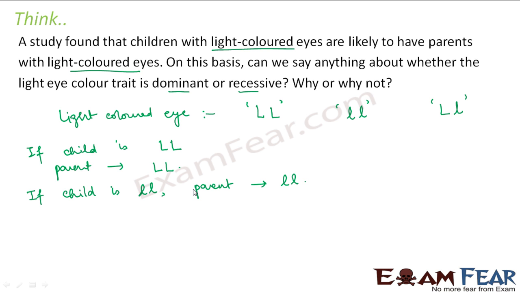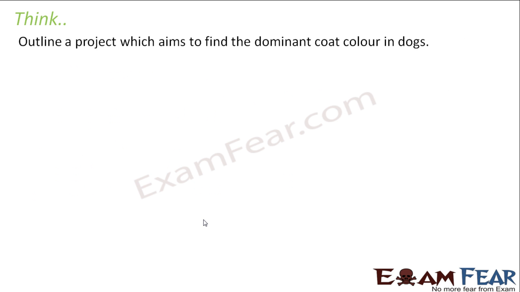Now if we say that the trait is dominant, even if one of the parents has light colored eyes, the child can also have light colored eyes. So in both cases, there is a possibility that the child will have light colored eyes if any of the parents have light colored eyes. So we cannot say whether the light colored eye is a dominant trait or a recessive trait. Let's look at another one.